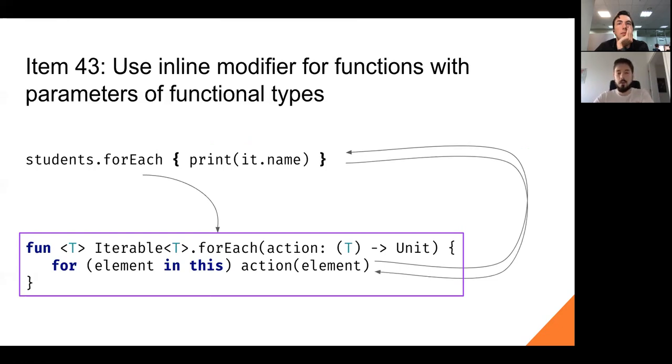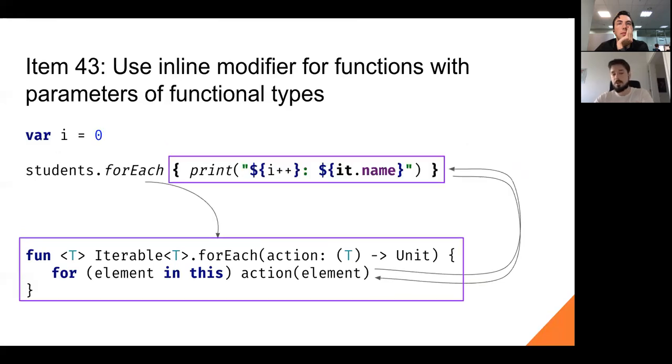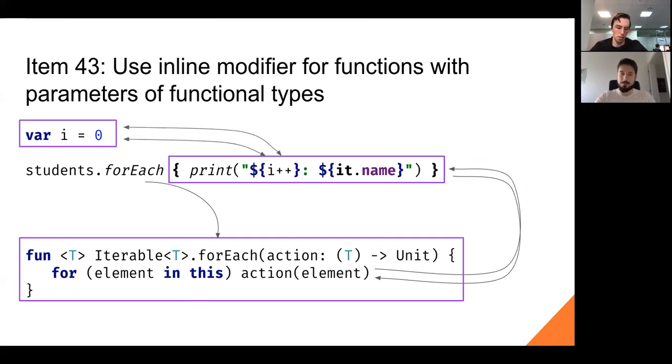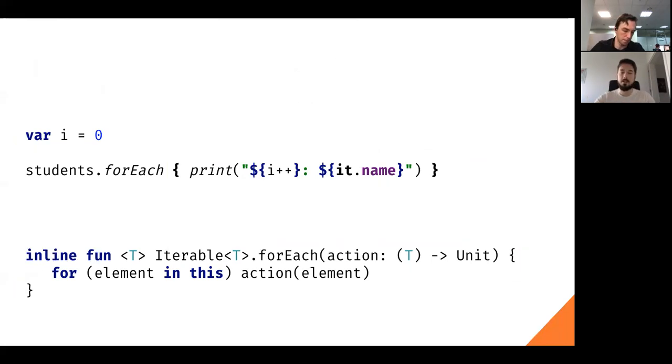adds up. It is especially important when we are capturing some variable, because JVM does not support variable capturing, so Kotlin needs to store it in some external object, and then whenever we access it, we need to pass some boundaries. And again, this cost adds up and can make a difference.